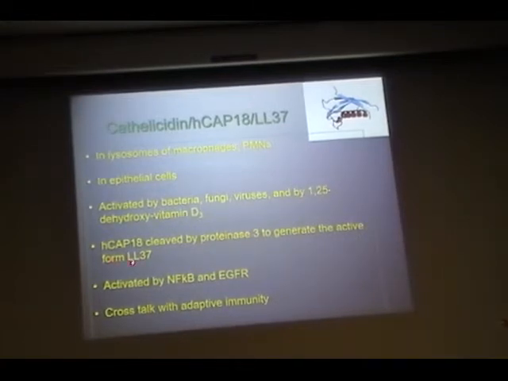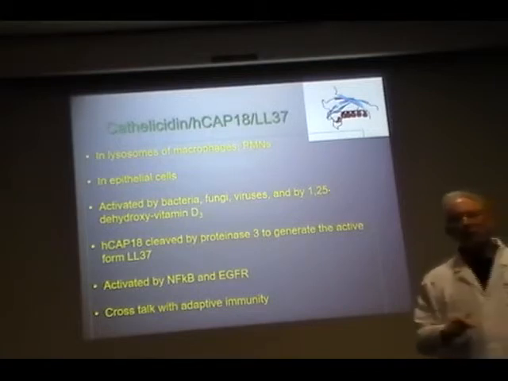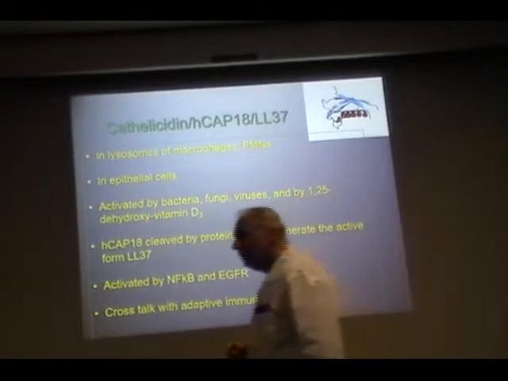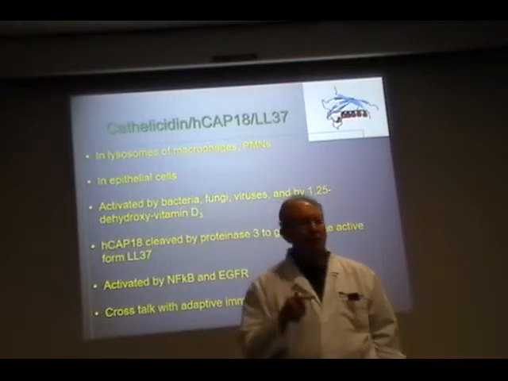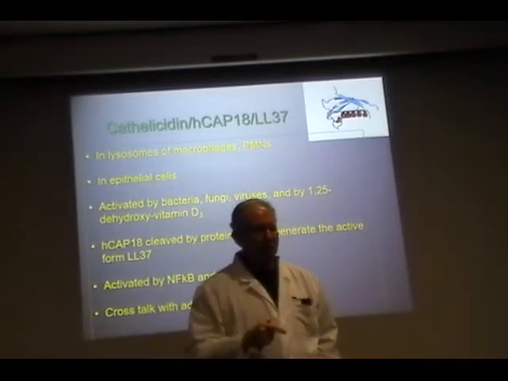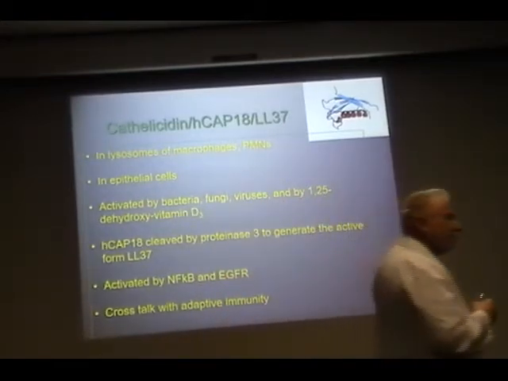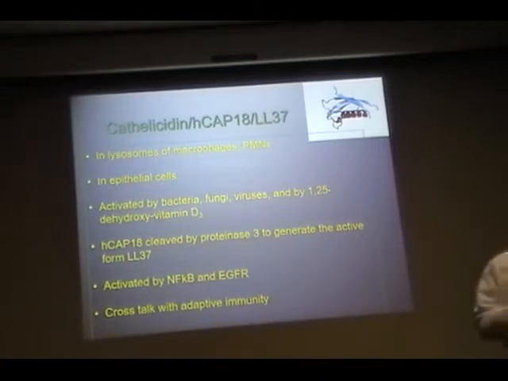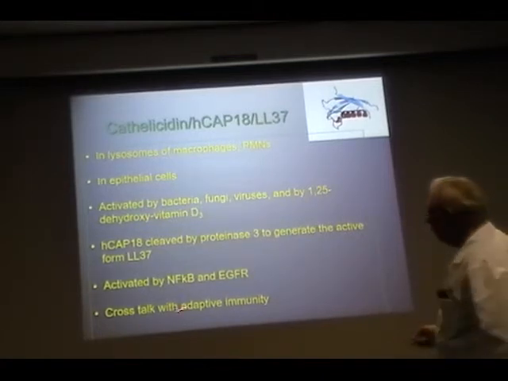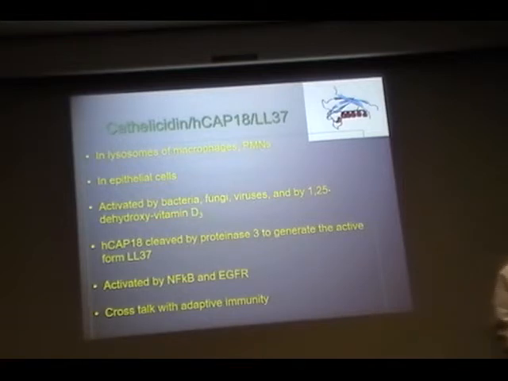So it plays a role in pro-inflammation, it plays a role in wound healing. And it has an important role, most recently, in cross-talking with the adaptive immune system. Meaning, it can play the role as a chemokine. So LL37 and some of the beta defensins that we'll talk about play this really important role of cross-talking with the adaptive immune system.